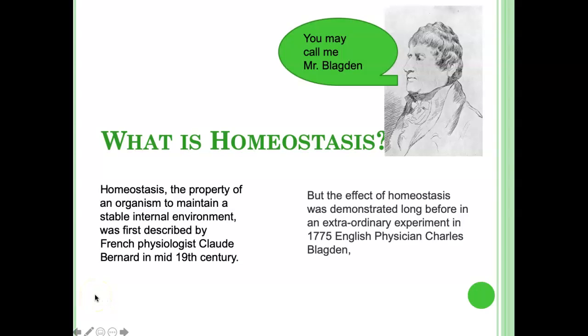We begin this next section of the textbook with a concept called homeostasis. Homeostasis is the property of an organism to maintain a stable internal environment. It was first described in the mid-19th century, but there was a very interesting experiment performed by a British physician, Charles Blagden, in 1775.